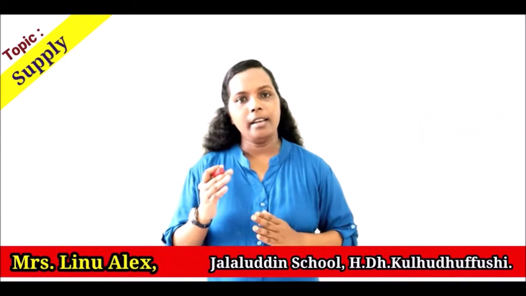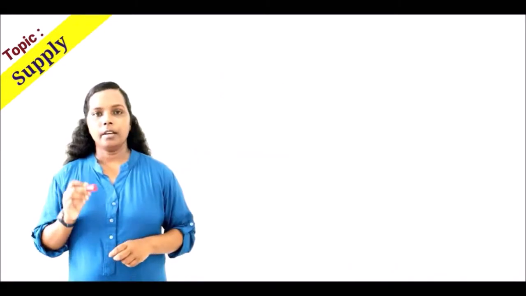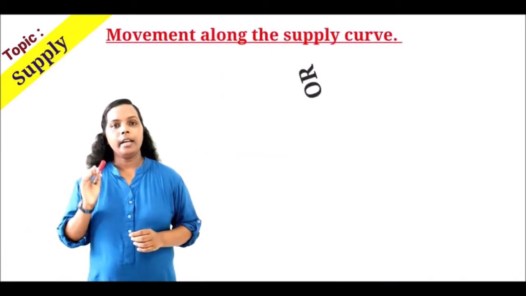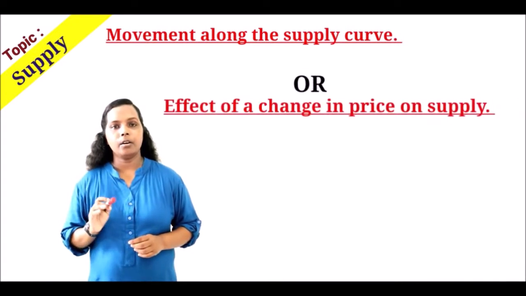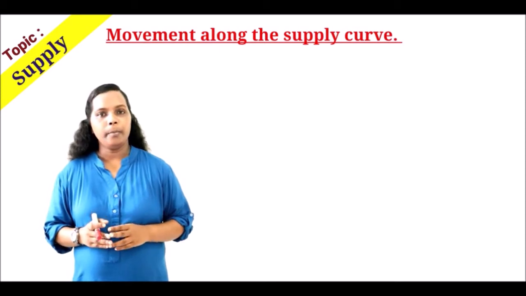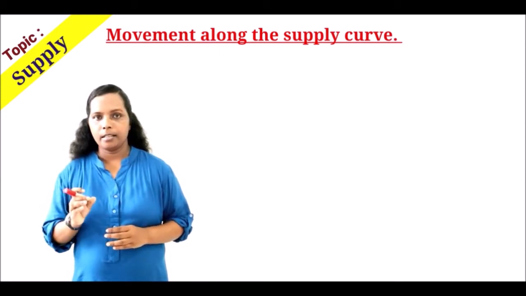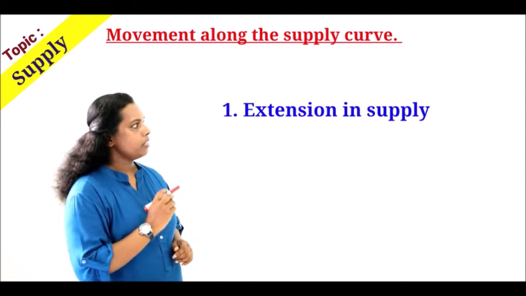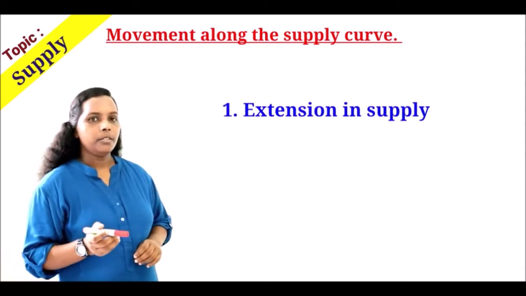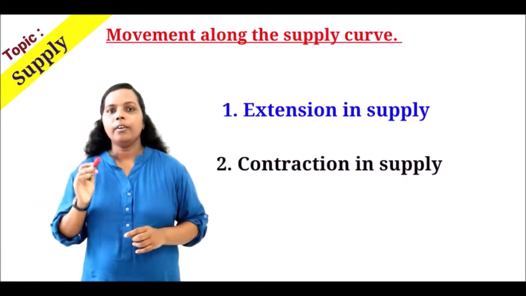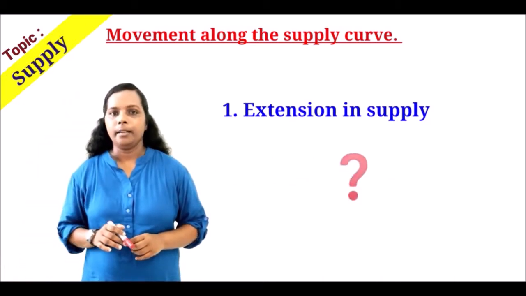Now let's move to the next step, that is movement along the supply curve or the effect of changes in price on supply. There are two types of movement due to change in price. Number 1, extension of supply or expansion of supply. Number 2, contraction of supply. Let's check what is extension in supply.